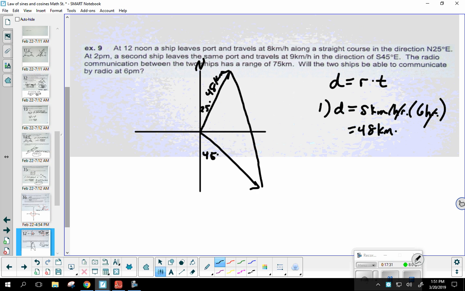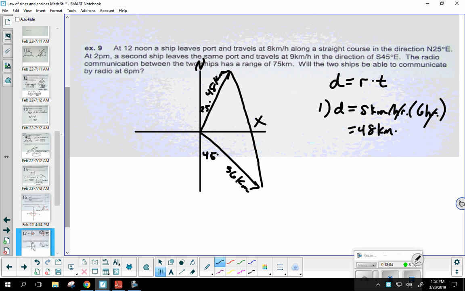And then you can do the same thing for the other one. 2 p.m., so it's only had 4 hours, so what should that one be? 36. Okay. Is everybody okay with that? Okay. Well, what do I do from here? Just solve for the distance. So from here to here, the distance between the ships, let's say that's x. But how can I do that?